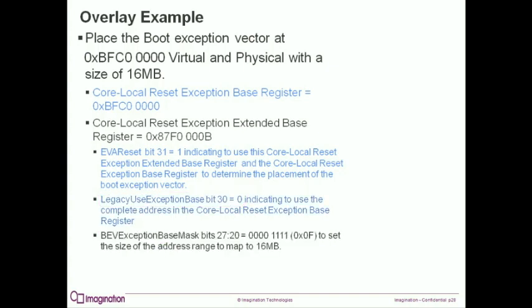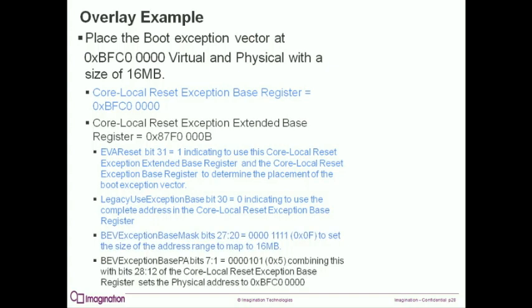The BEV exception base mask bits 27 through 20 are set to 0F. This sets the size of the base address to the 16 megabyte range. The BEV exception base PA bits 7 through 1 are set to 5. Combining these with bits 28 through 12 of the core local reset exception base register sets the physical address to BFC00000.